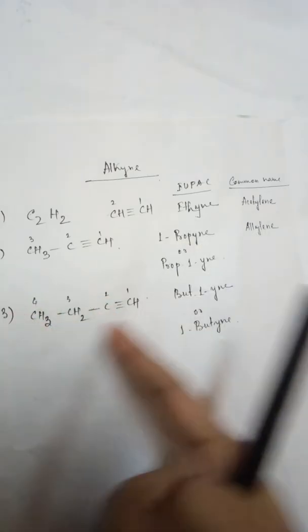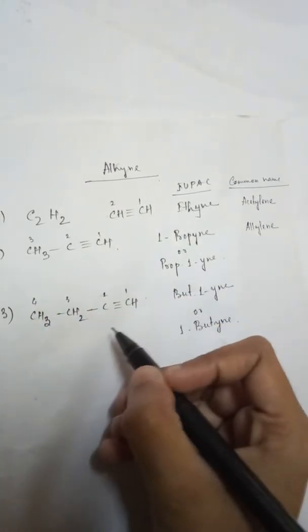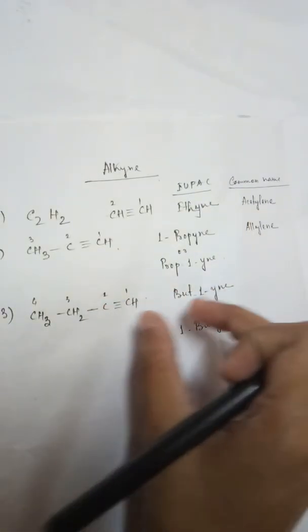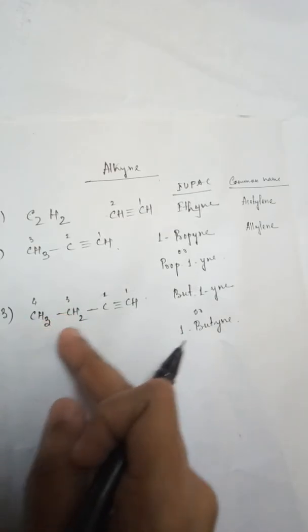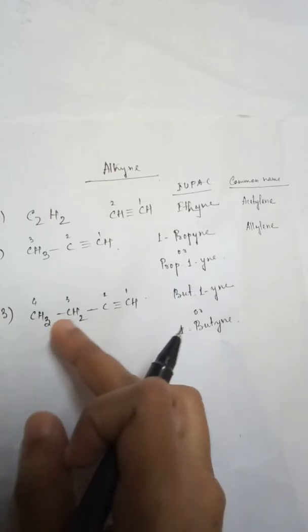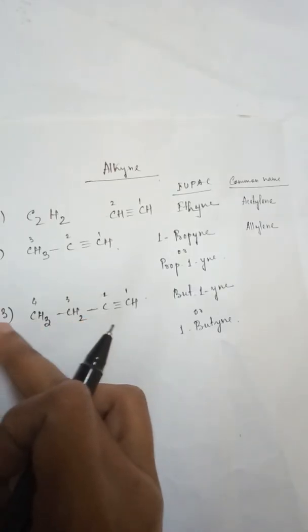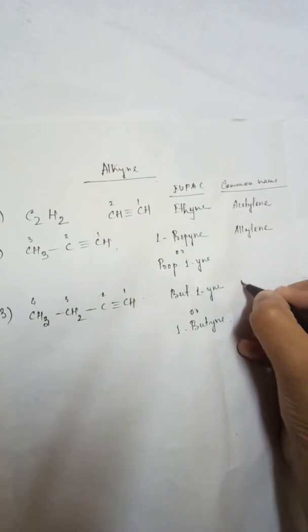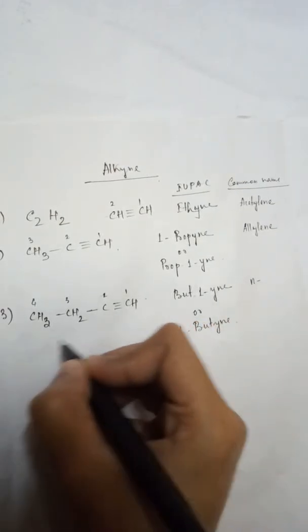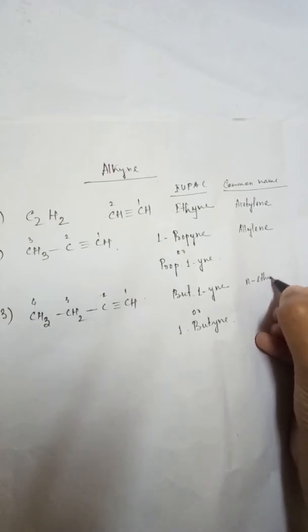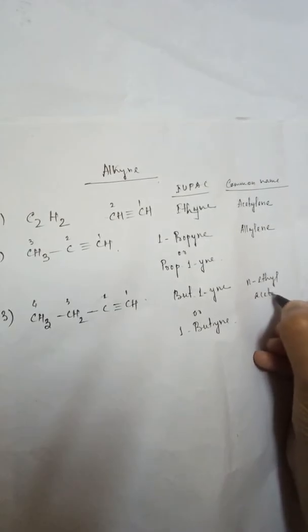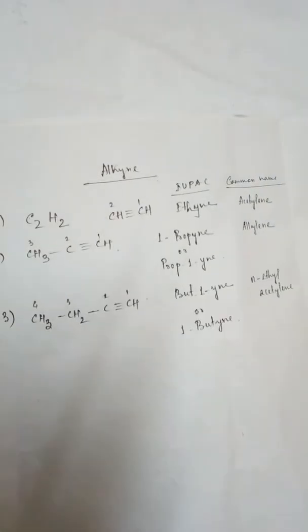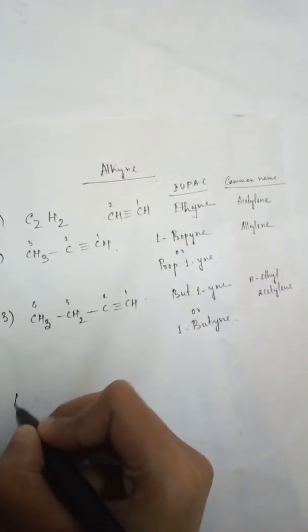Now what is the common name of this compound? Now see this portion, this is the acetylene portion. Except this acetylene part, in the rest of the part, how many carbon atoms are there? 2 carbon atoms. That means this one is an ethyl group. Now this is a normal, simple chain. So in the common name we will write N. N means normal. Ethyl. And this is the acetylene part. So N-ethyl acetylene.